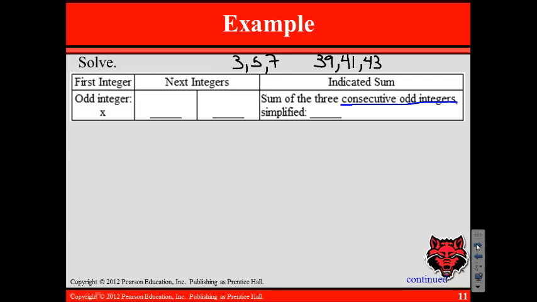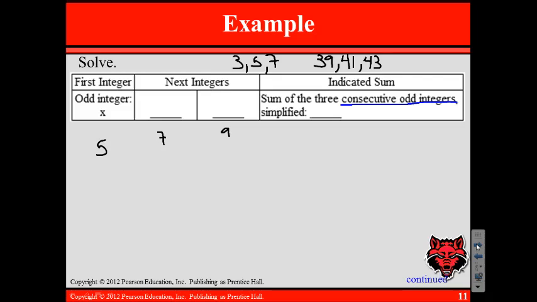Those are odd integers. Even integers are those that end in 2, 4, 6, 8, or 0. So let's try with odd integers to find a pattern. Let's say our first odd integer was 5. Then the next would be 7. Next would be 9.